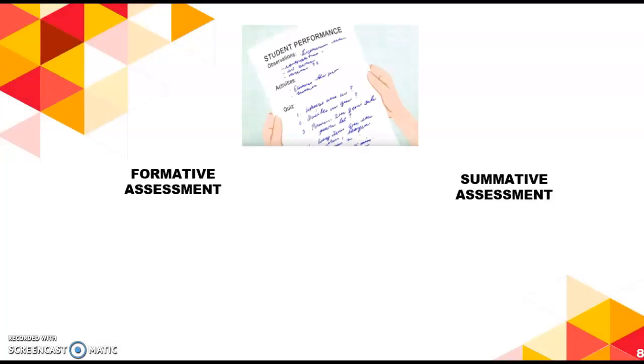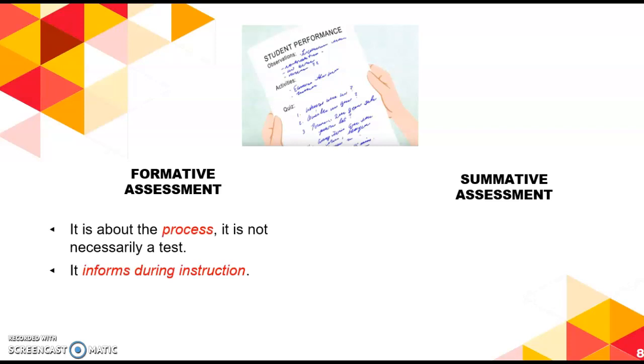All right, so when talking about assessment, we talk about formative assessment and summative assessment. Formative assessment is about all this process of identifying their weaknesses and strengths, going back, stopping for a minute, explaining again, providing more practice. That's why we say that it informs during instruction, because everything that happens in the classroom is telling us about students' understanding.